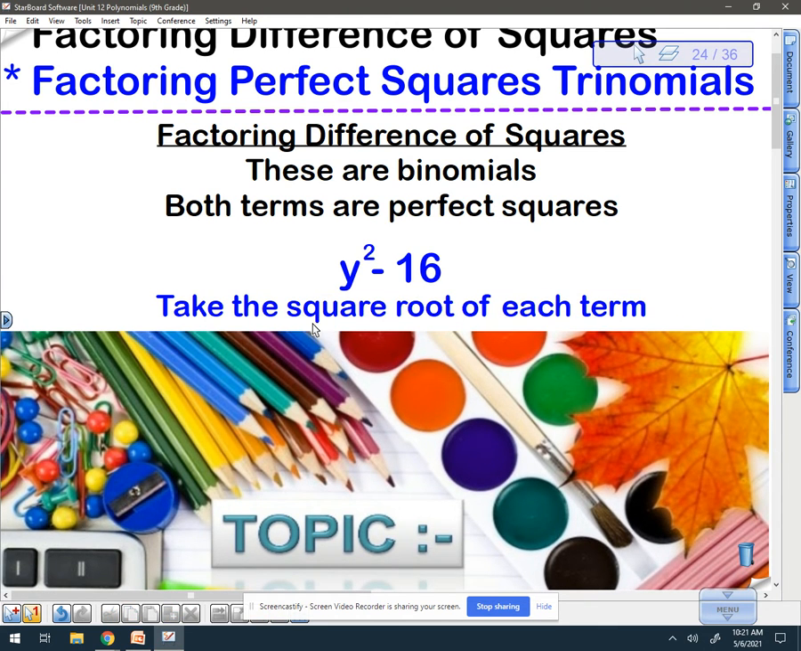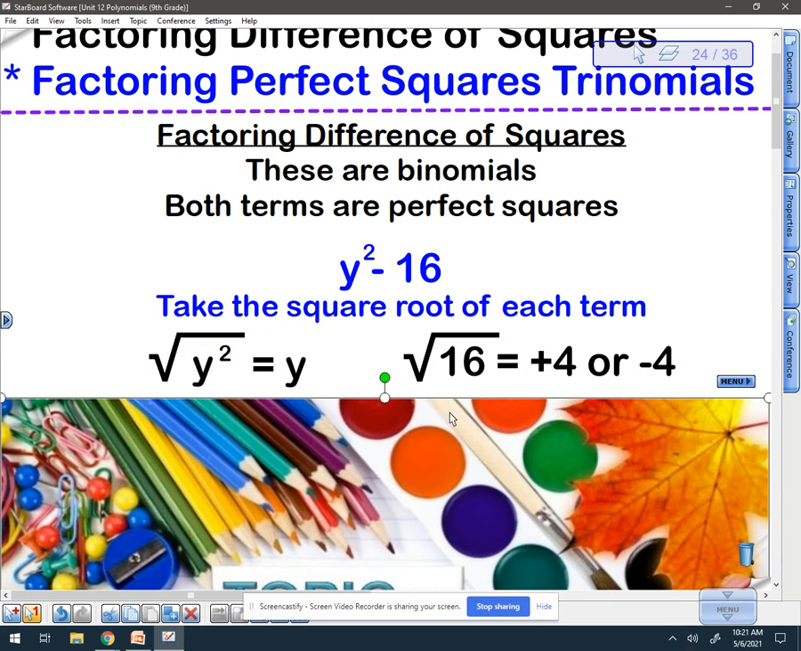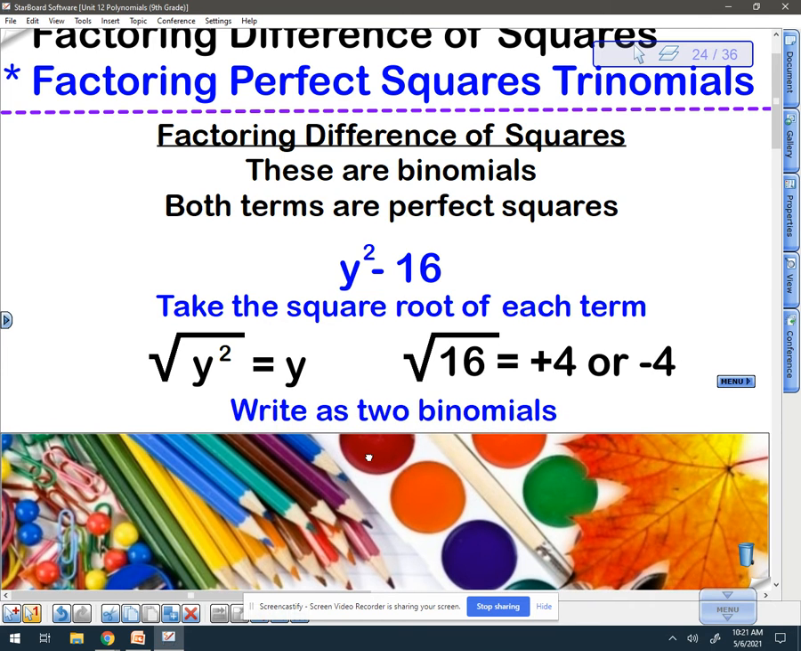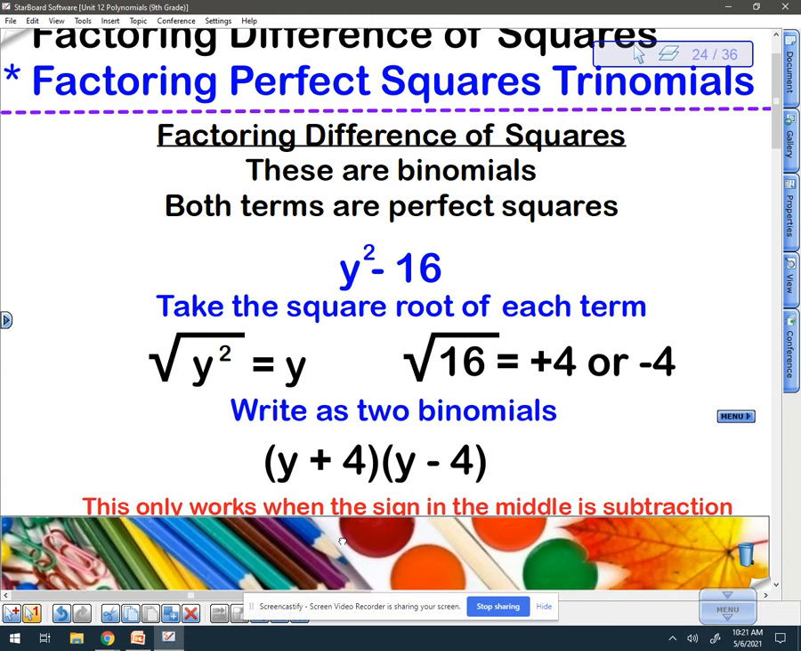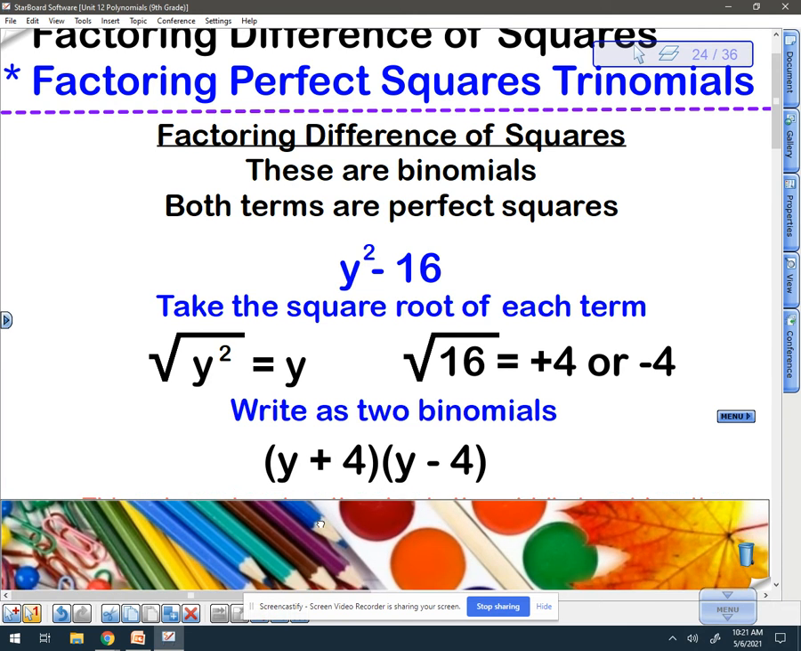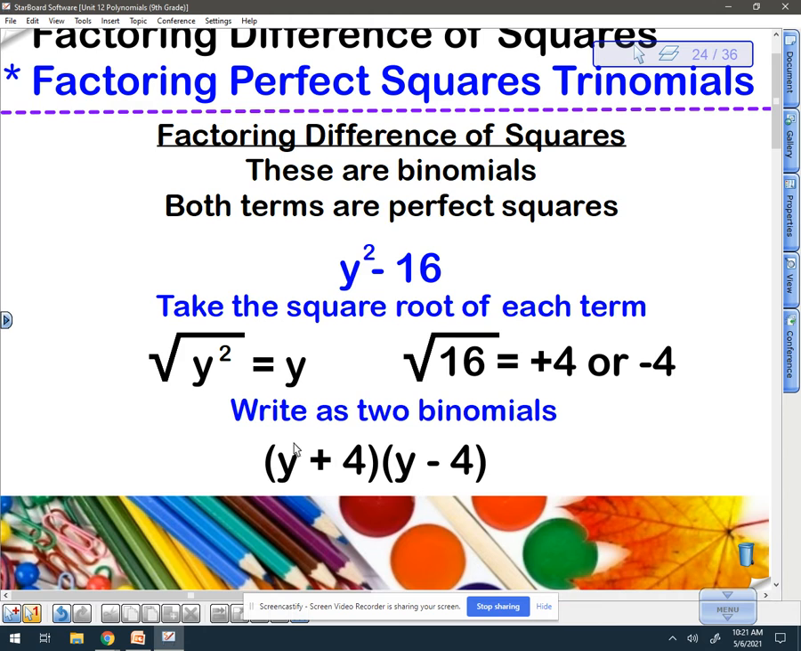So to solve it, you're just going to take the square root of both terms. So square root of y squared is y. Square root of 16 is a positive or a negative 4, because 4 times 4 is 16, but negative 4 times negative 4 is also 16. So all you do is write it as two binomials, and you write it to where you put whatever you get for the first one in the front of each one. So y in the front, and then you always put plus or minus. So plus in the front, minus, and then the square root of that number in the back. And then you're done. So it's a shortcut to help you go through those problems pretty quickly.